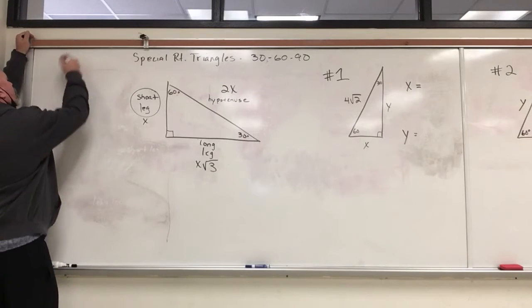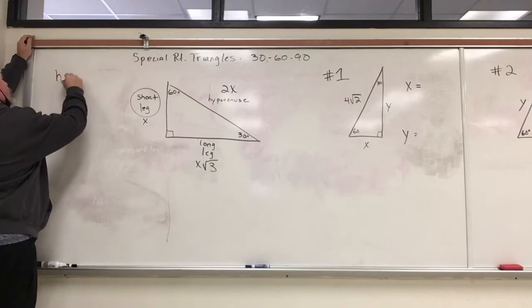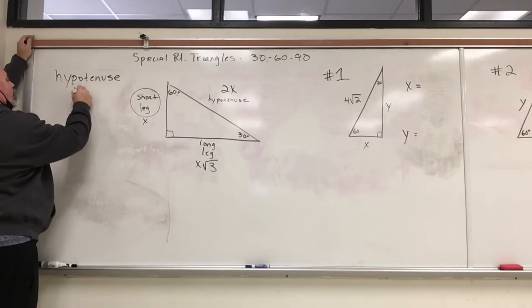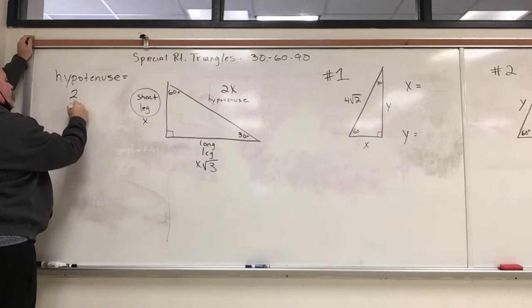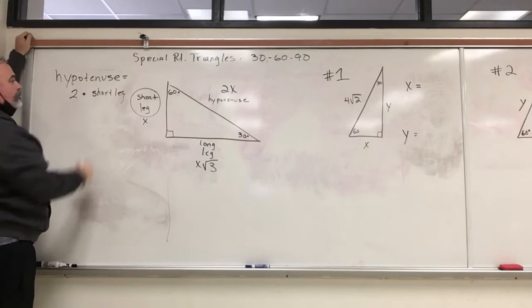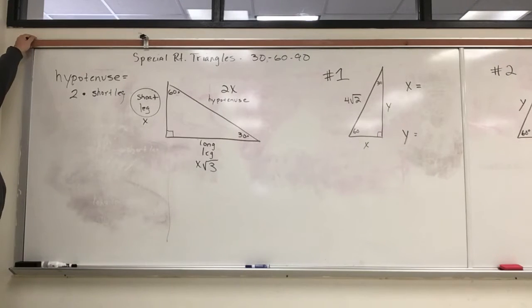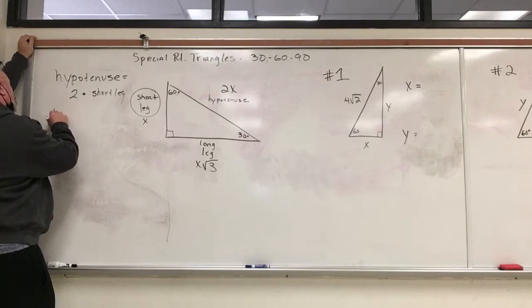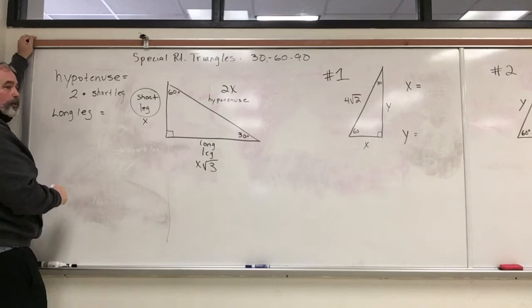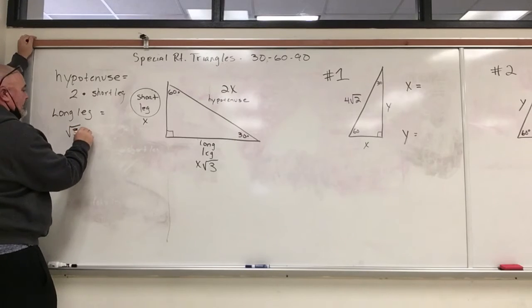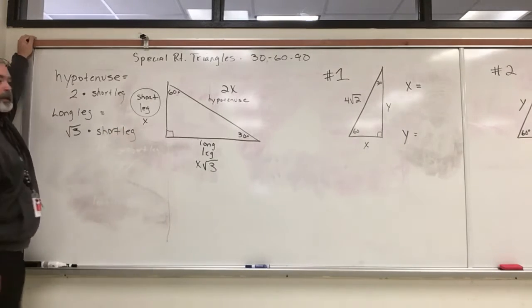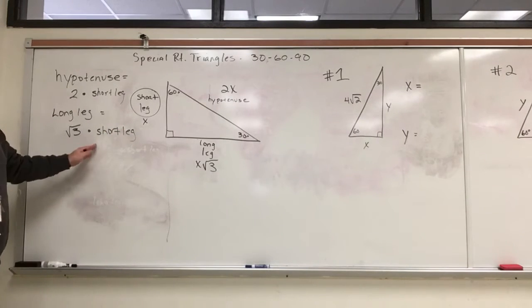So, the hypotenuse, I'm just giving you some formulas, is equal to 2 times the short leg. Okay? Right. The long leg is equal to square root of 3 times the short leg. So the key to all this is the short leg, right?